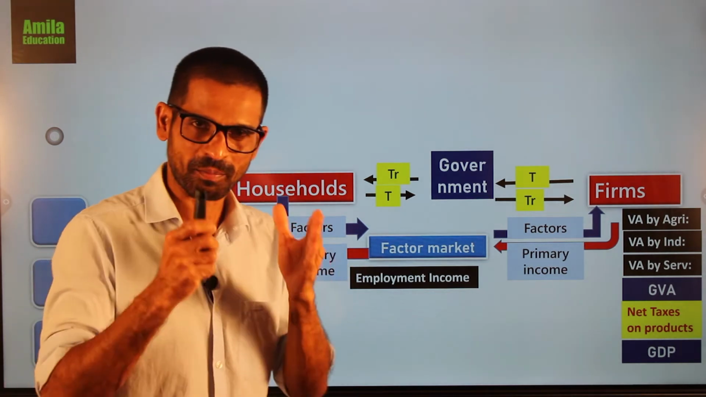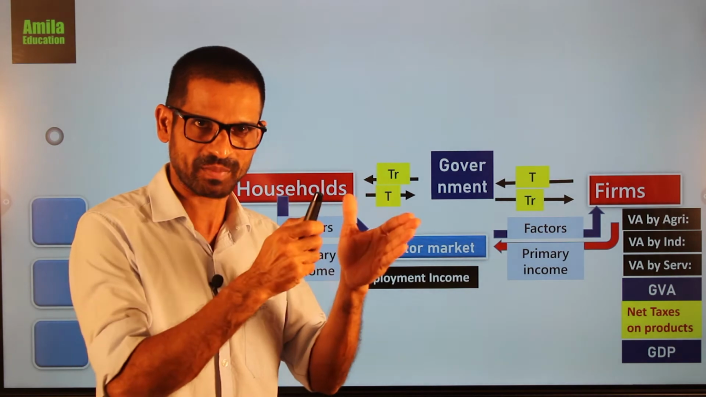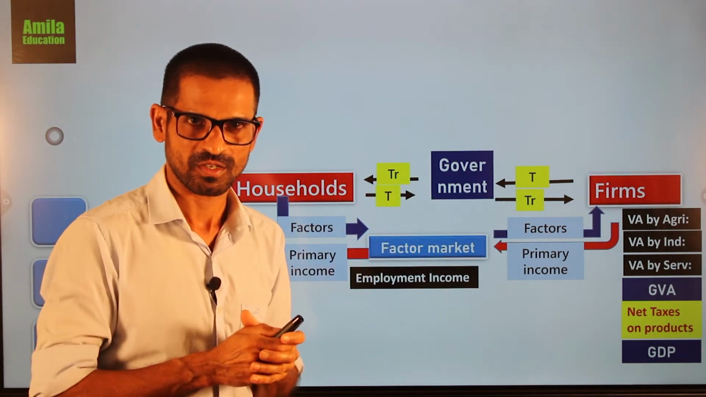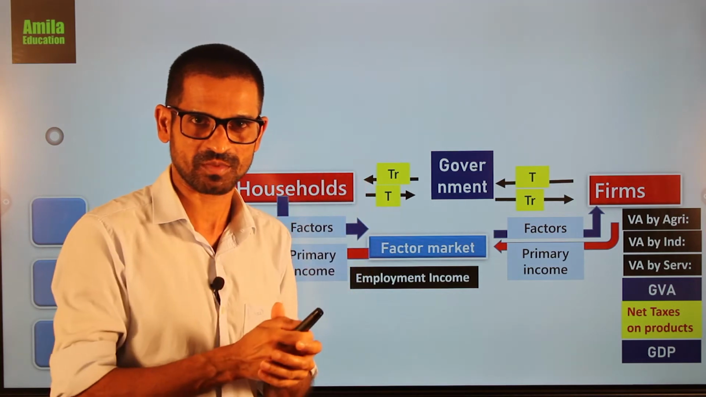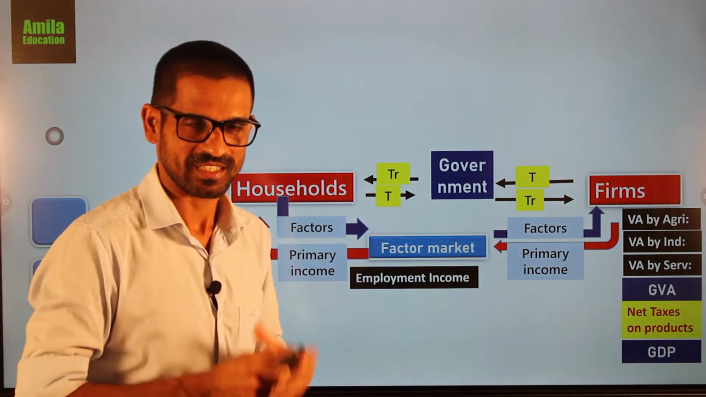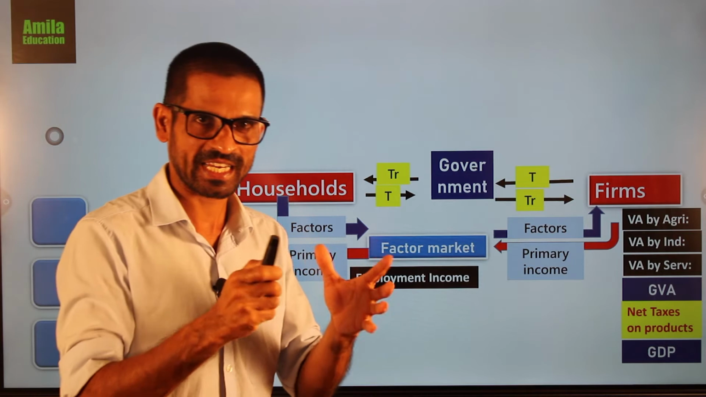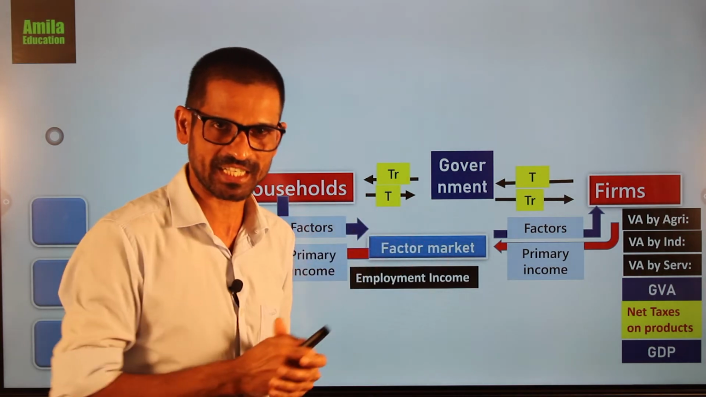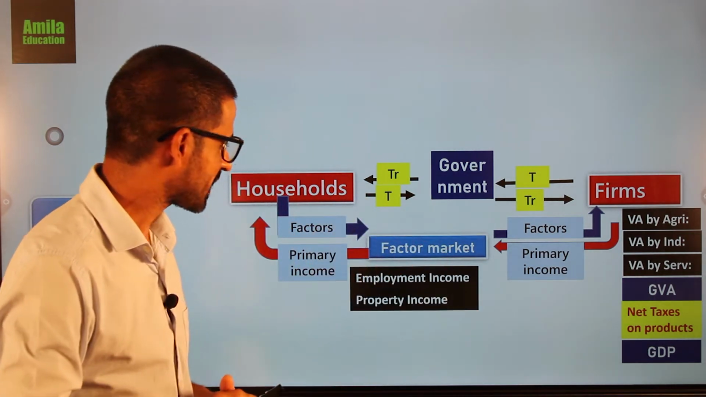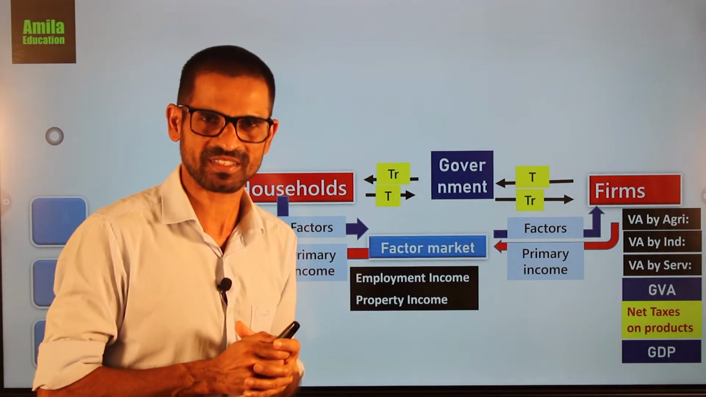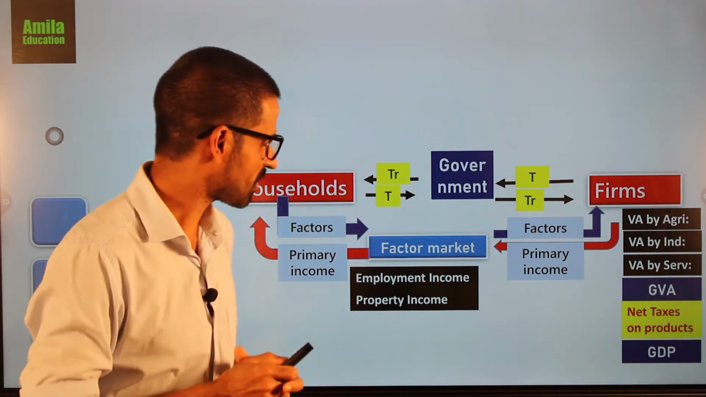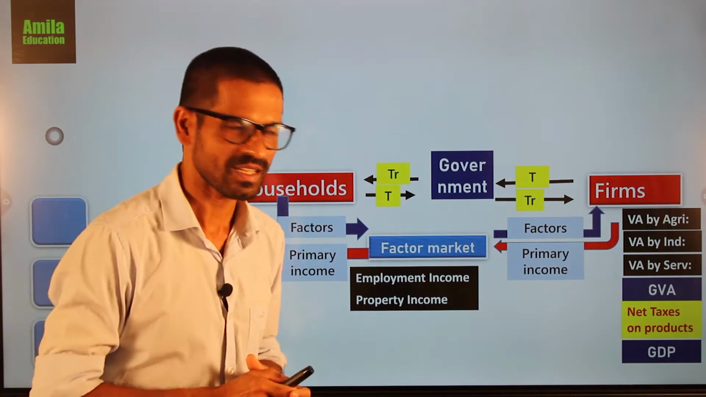Then the payments for land, capital and entrepreneurship are taken together as property income, or you will call it gross operating surplus later. Gross operating surplus, property income.